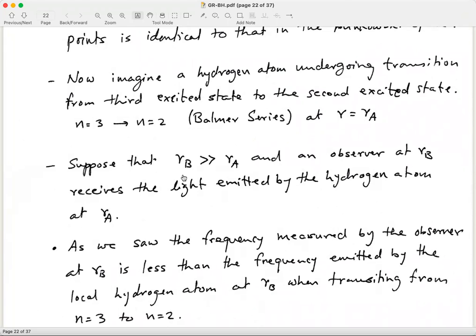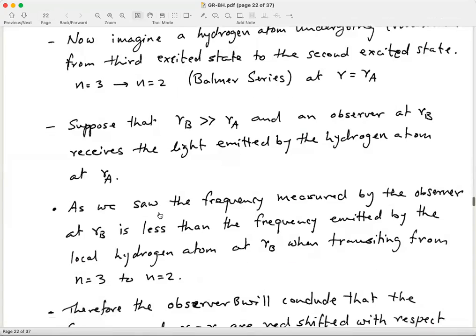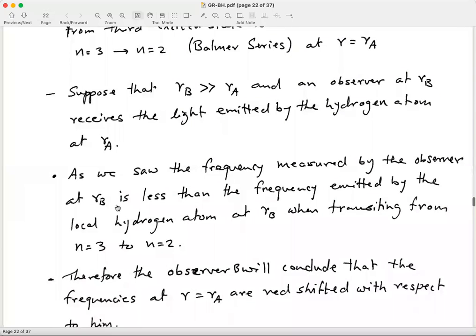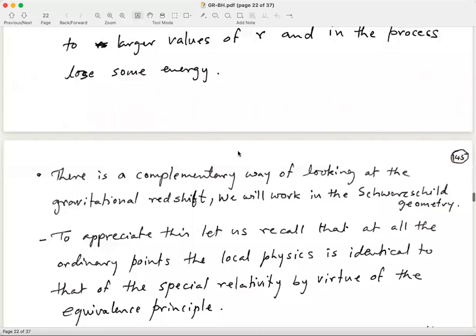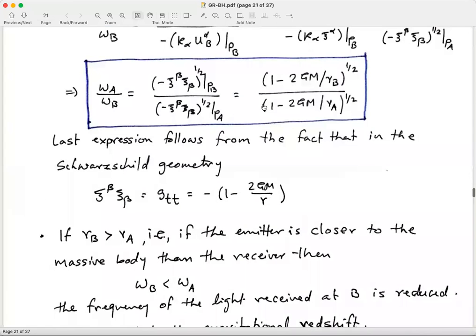So suppose we consider that RB is much larger than RA, and RB receives light emitted by a hydrogen atom transition that actually occurs at RA. RA is small, so it's closer to the massive body which has produced the curved space-time, and RB is very far away from that massive body. As we have seen, the frequency measured by the observer at RB would be less than the frequency emitted at RA, which is that formula we just looked at. Omega A upon omega B is 1 minus 2GM upon RB, upon 1 minus 2GM by RA, whole to the half.